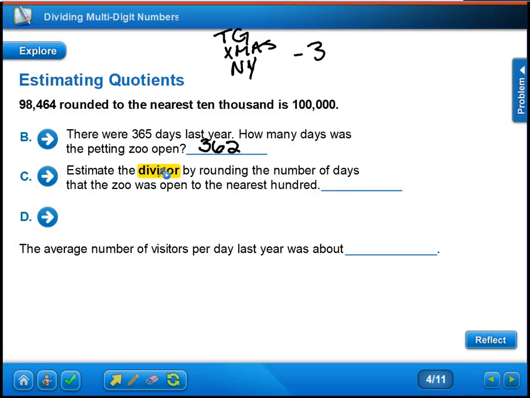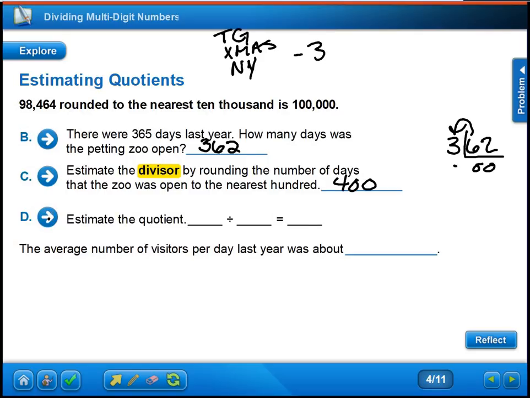So now I'm going to estimate the divisor by rounding to the hundreds place, because hundreds is the largest place value. So again, the 6 tells the 3 to round up. Everything on the inside becomes zeros. So this gets rounded to 400. So now I have my 2 estimated numbers, my divisor and my dividend, and I'm going to actually divide them.